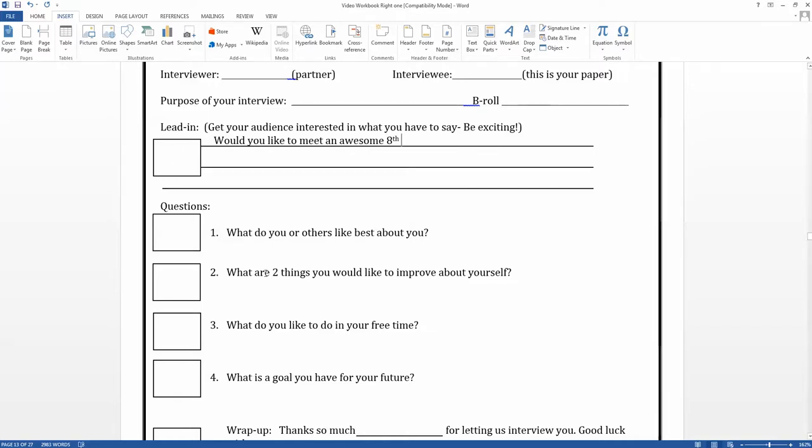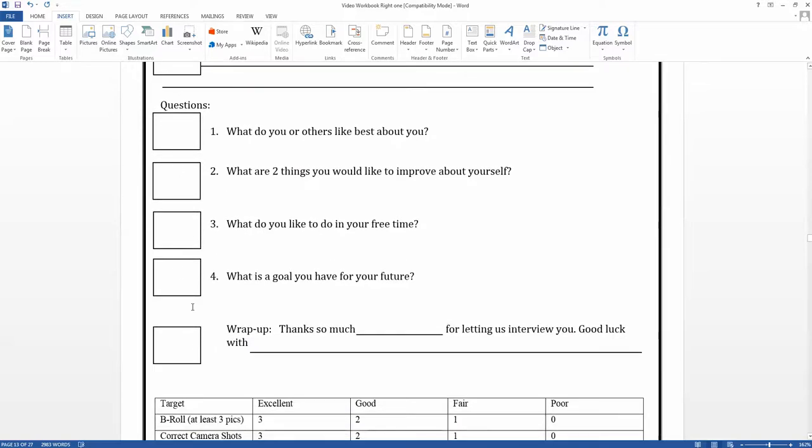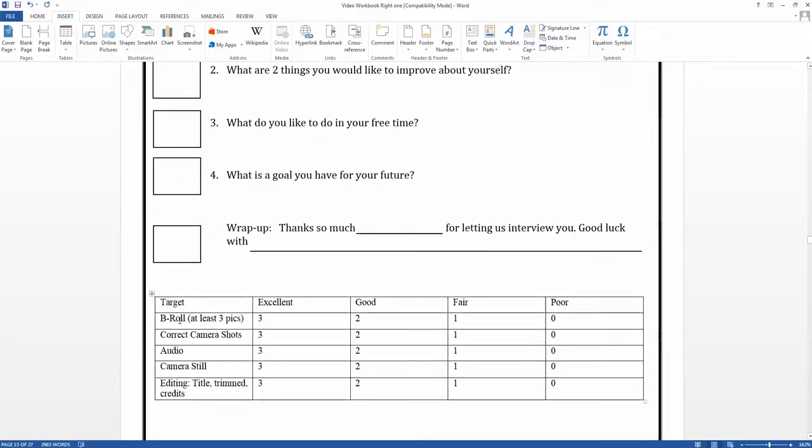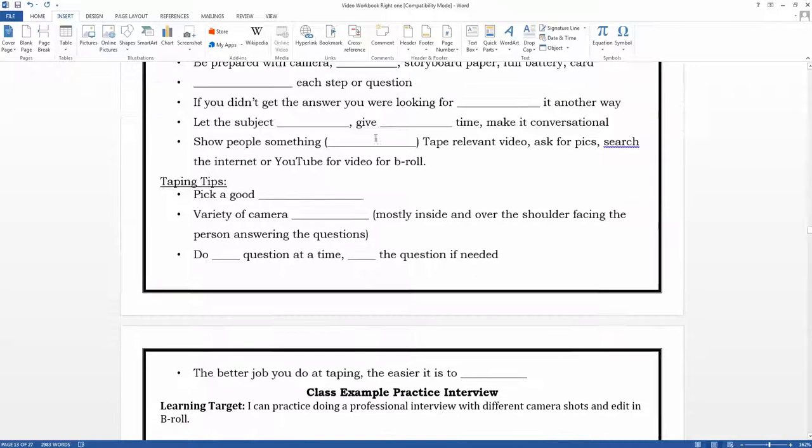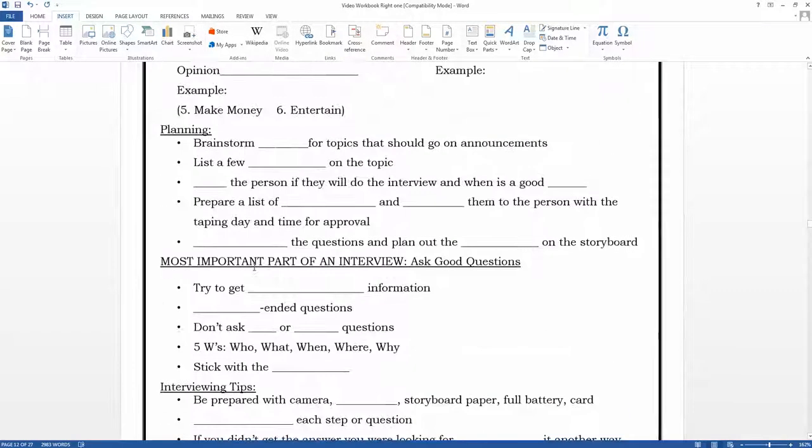And then go over these questions. I will have the camera shots drawn in for you to follow. And then you also have a wrap up, and you are being graded on having at least 3 pictures, using correct camera shots, good audio, camera still, and editing this with a title, trimming it, and credits. We won't watch these in class, but I will watch it for a grade. So if you need to go back, if you missed anything, go back in the movie and get it filled in.